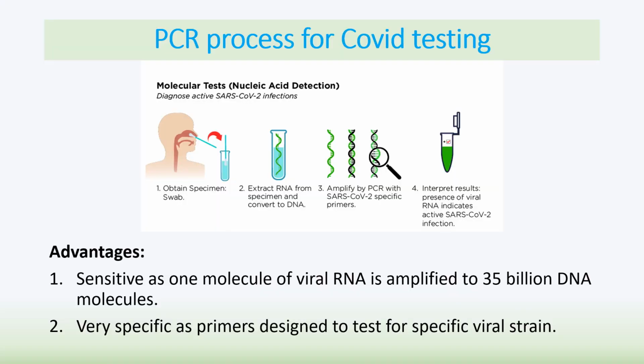PCR has been used for COVID testing. The rapid production of large amounts of DNA meant that we could take a small sample from a human, extract, in this case, RNA from the sample if the virus was present, and amplify it through PCR to identify if the virus was present. Advantages of this: it was sensitive to one molecule of viral RNA, and it could be amplified to 35 billion DNA molecules. It was very specific, as primers are designed to test for that particular virus.